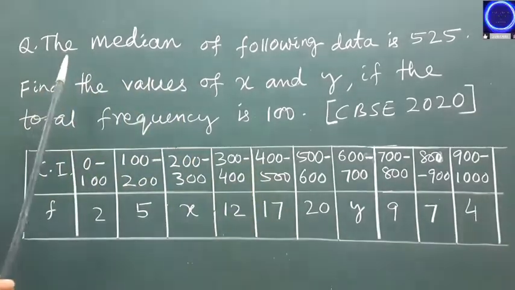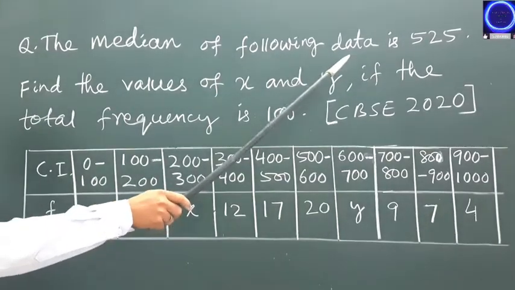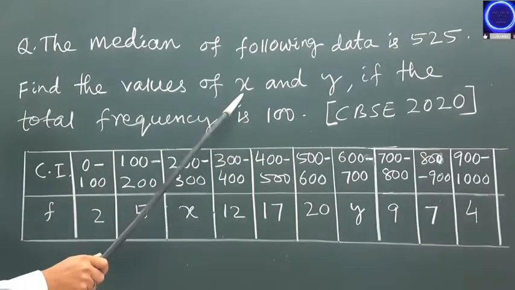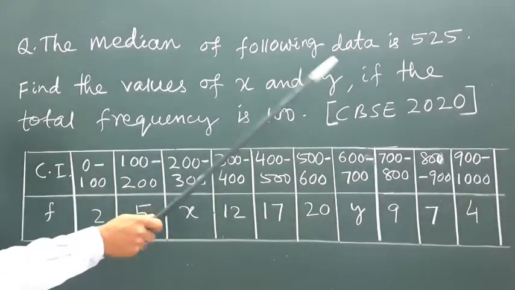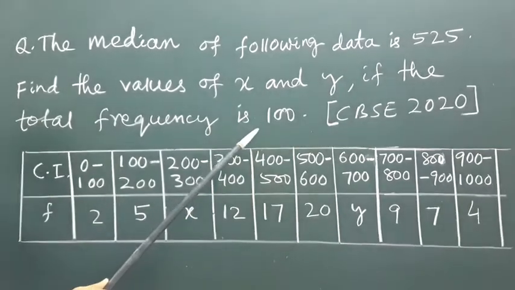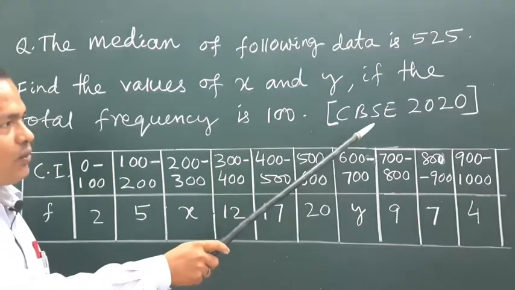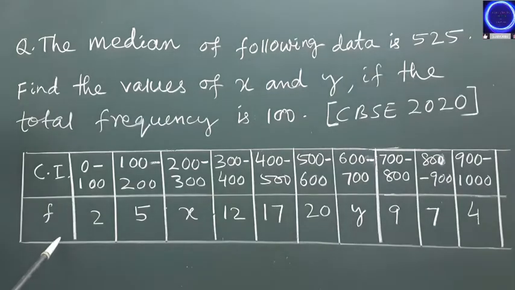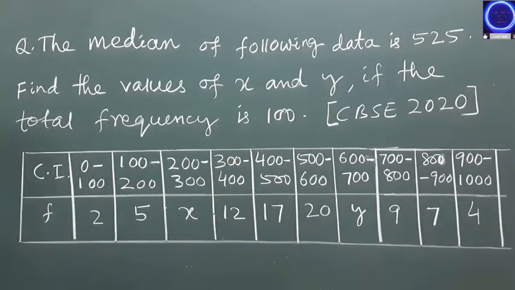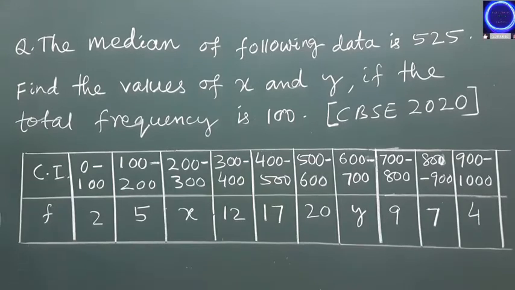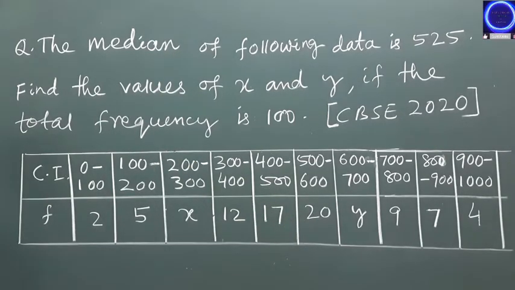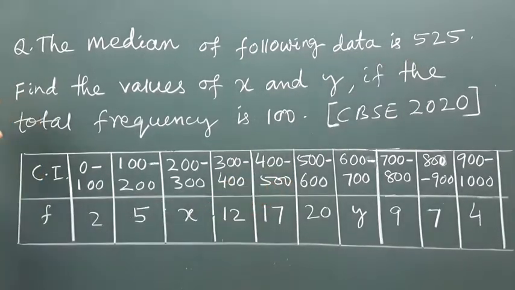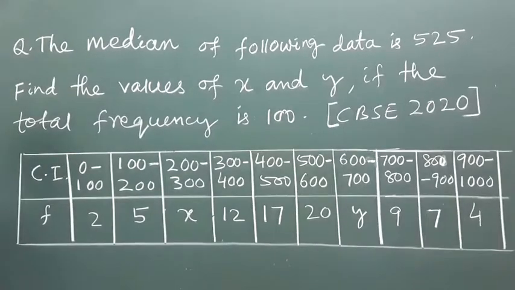You see, the median of the following data is 525. Find the values of the unknown quantities x and y, if the total frequency is 100. This is a CBSE board question 2020. Class intervals and corresponding frequencies are given. We have to just solve for x and y. The condition is that the median of this data is 525. Let us solve this one.